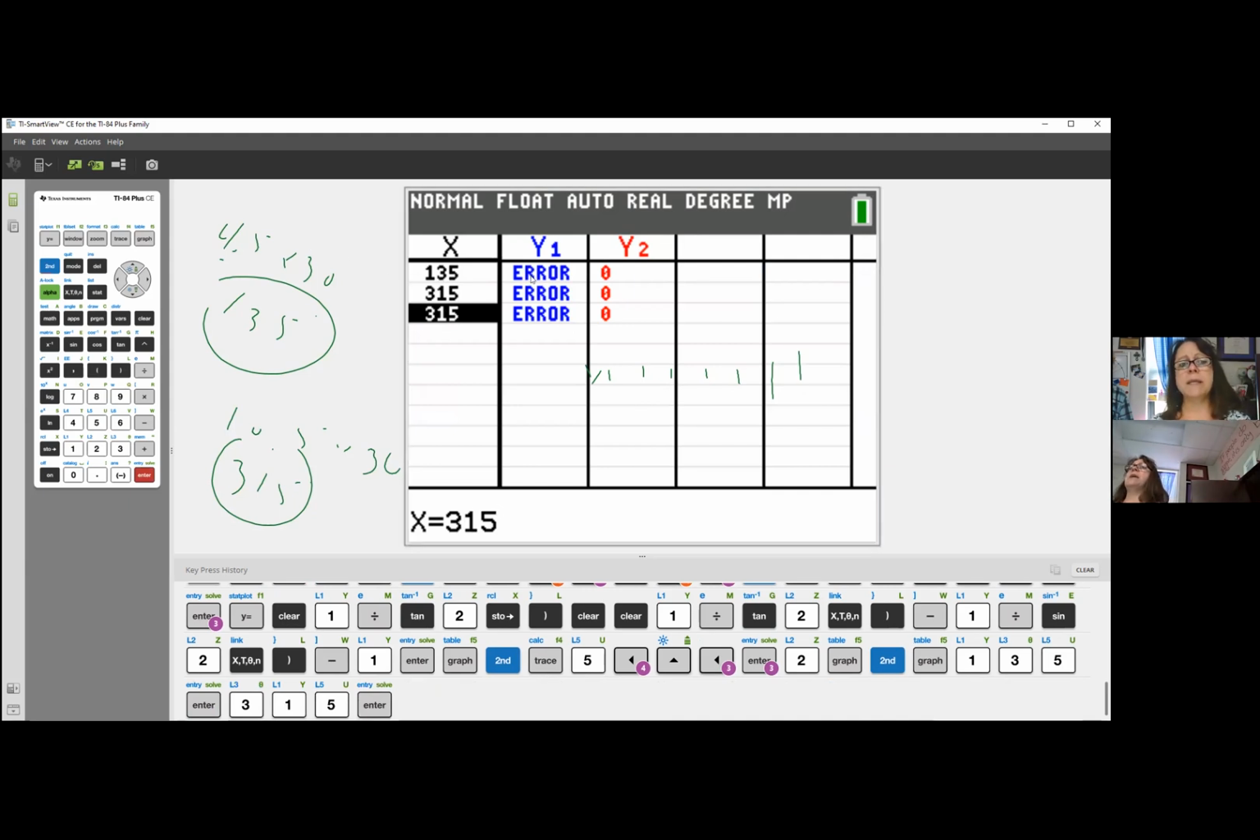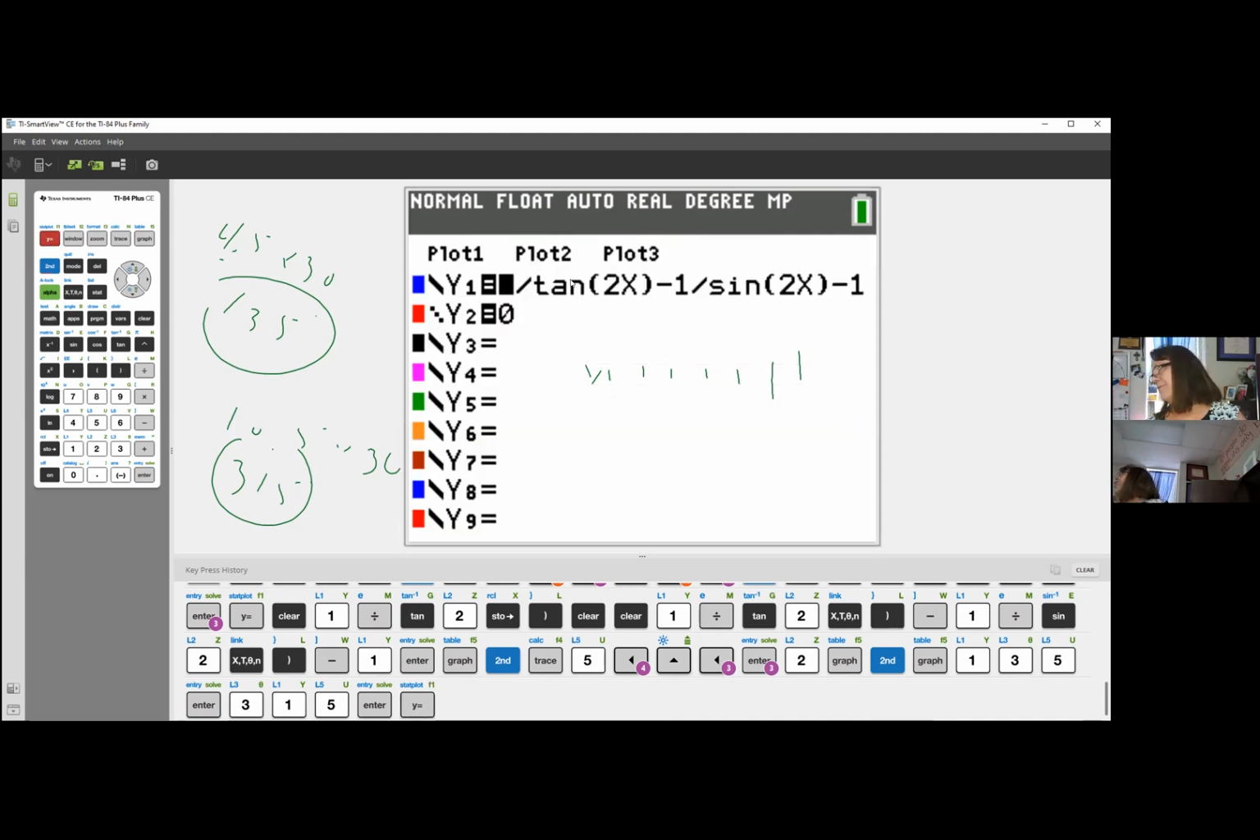The Y1 is giving me an error there. So let me explain to you guys what's happening. Remember, we rewrote that as 1 over tangent. So if I was looking at the cotangent at 135, the cotangent at 135 should be -1. The sine at 135, those are times 2, sorry. So 2 times 135 is 270. Okay.